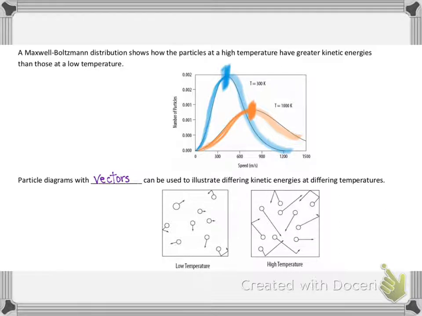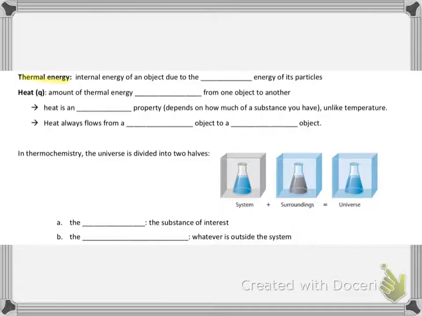All right, we've talked about temperature, so let's talk about thermal energy, because yes, those are different things. Now, thermal energy, which is heat energy, is the internal energy of an object that's due to the kinetic energy of its particles, whereas the heat, or Q, that an object has is the amount of thermal energy it has that's capable of being transferred from one object to another.